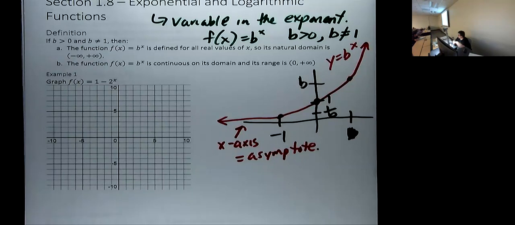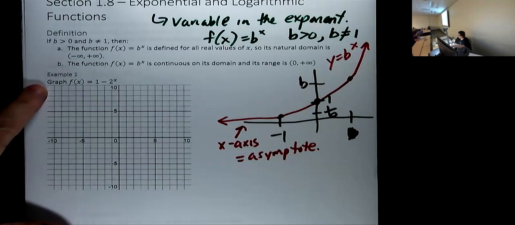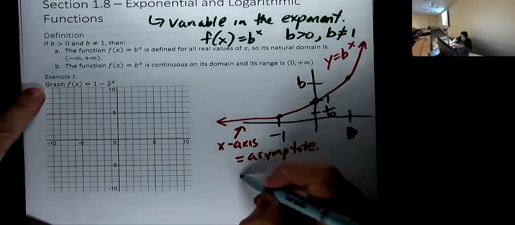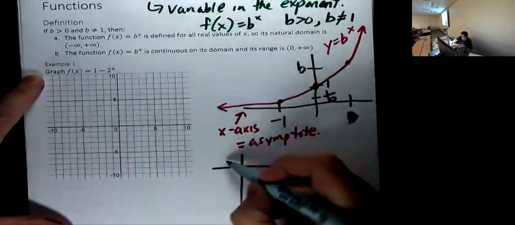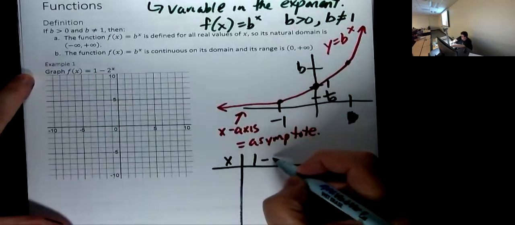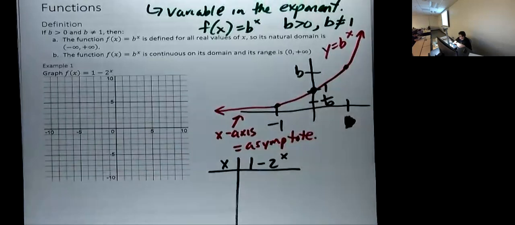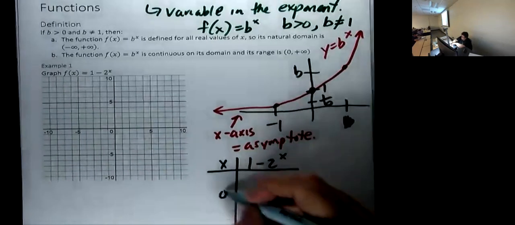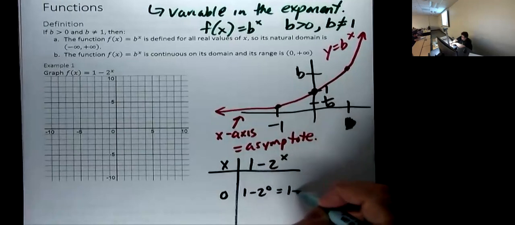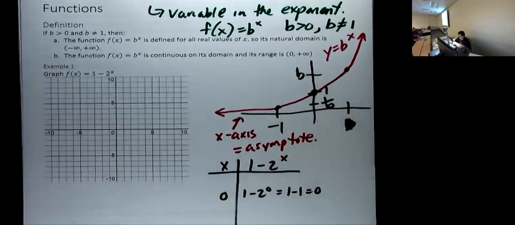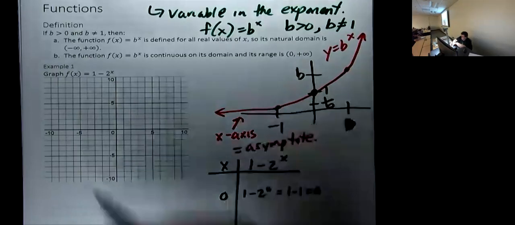Unless you're good with remembering how all the rules of flipping and translating and all that work for these, you're better off just putting in some numbers and seeing what happens. f of x equals 1 minus 2 to the x. I'm going to do x, and I'm going to do 1 minus 2 to the x. 0 is an easy one to throw in. 0 gives 1 minus 2 to the 0, which is 1 minus 1, which equals 0. So I will have the point (0, 0) on the graph.